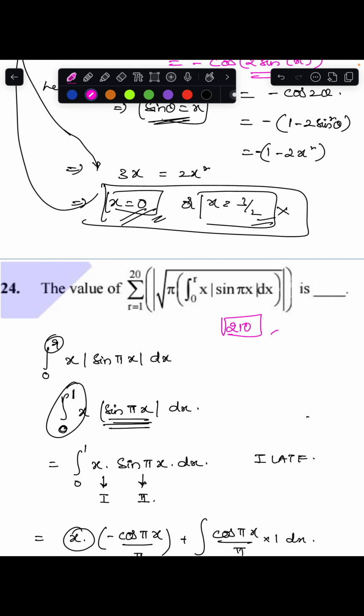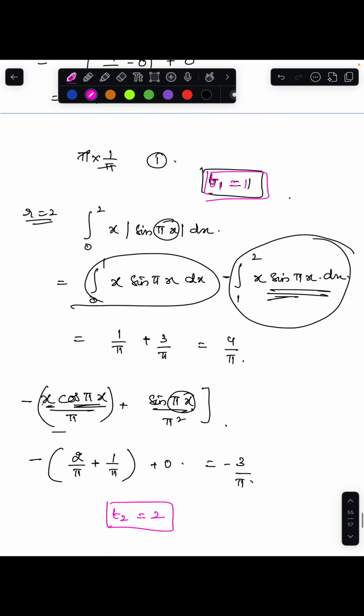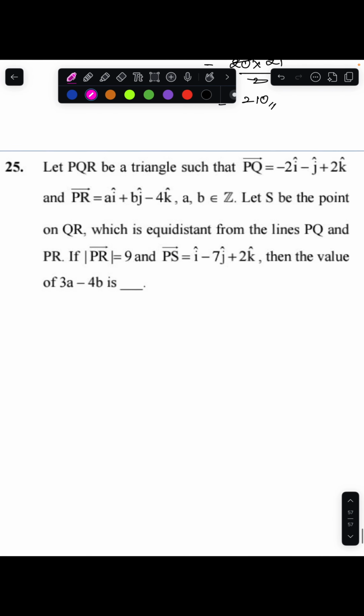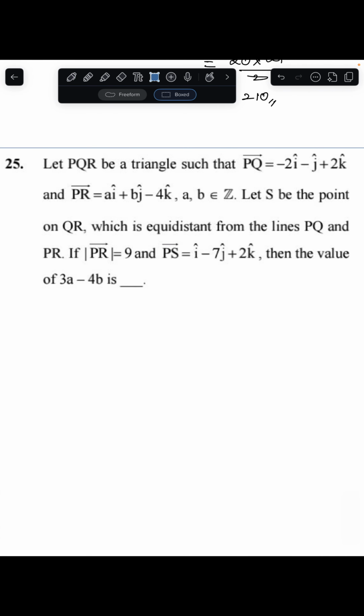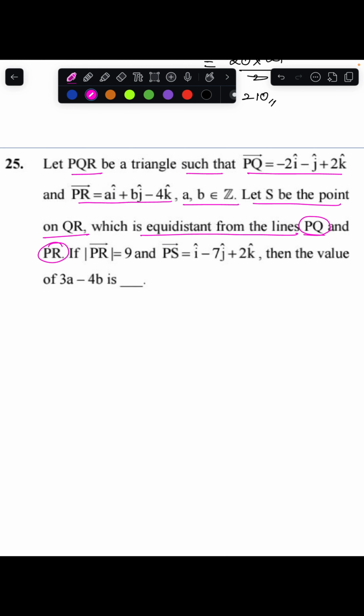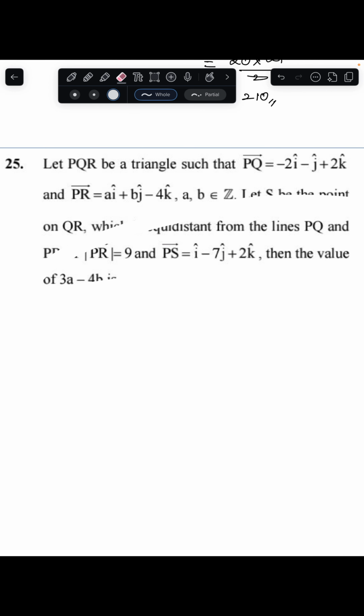Right? Done. Let's move to the last question of the paper. Now here, what is given? Let PQR be a triangle such that PQ bar is given, PR bar is given, A comma B belongs to integers. Let S be the point on QR which is equidistant from the lines PQ and PR. If PR bar is 9 and PS bar is this, then find the value of 3A minus 4B. So it's a vector algebra question.